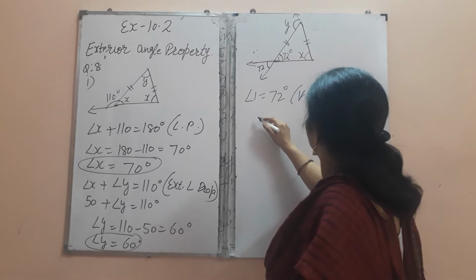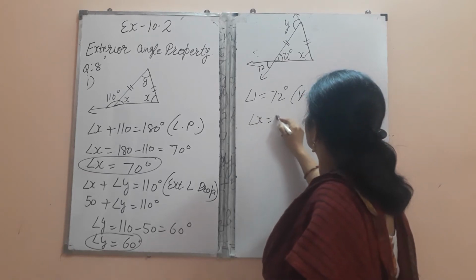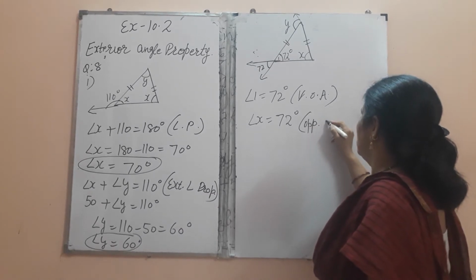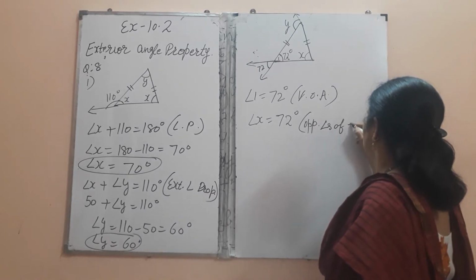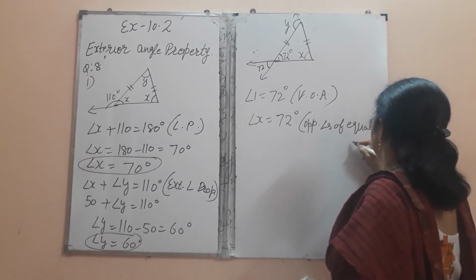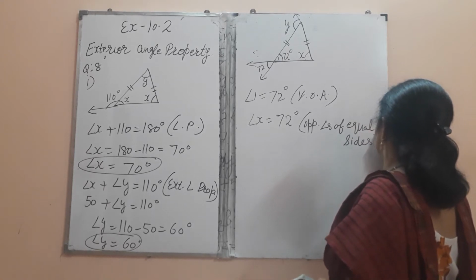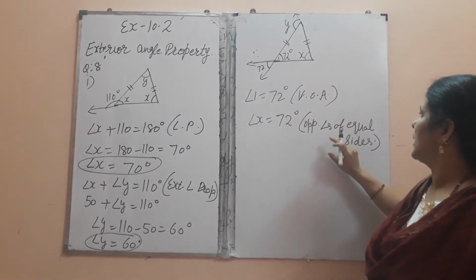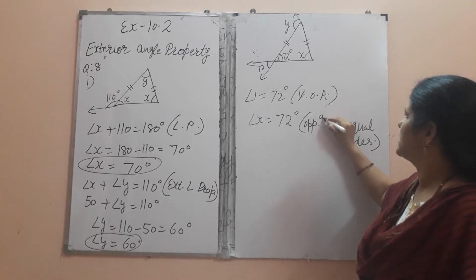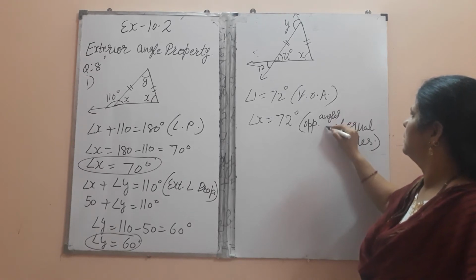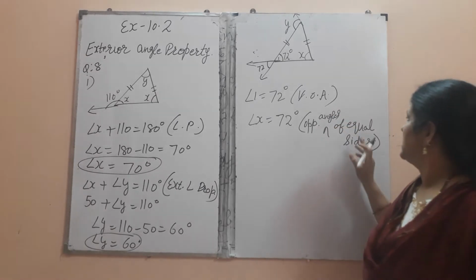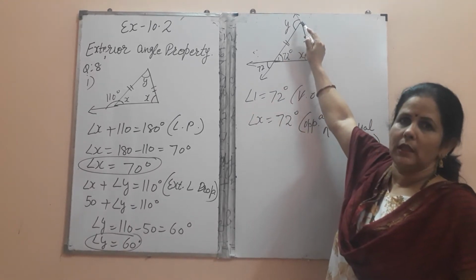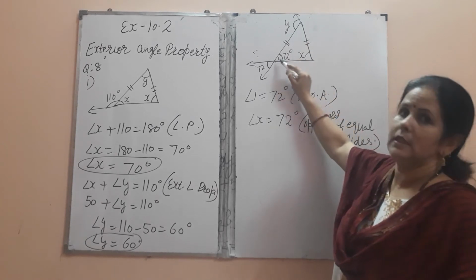Here we will write angle x equals 72°. Why? Opposite angles of equal sides. Understood? Angle x will be 72°. Angles opposite of equal sides. Now y is the exterior angle, and its opposite interior angles are this and this.